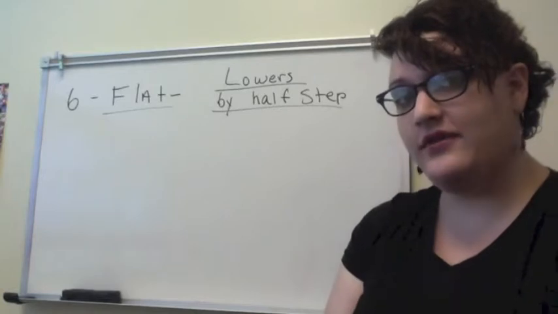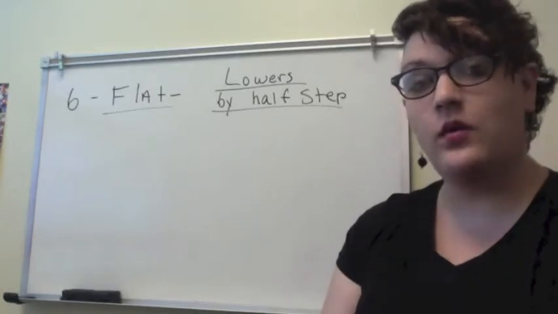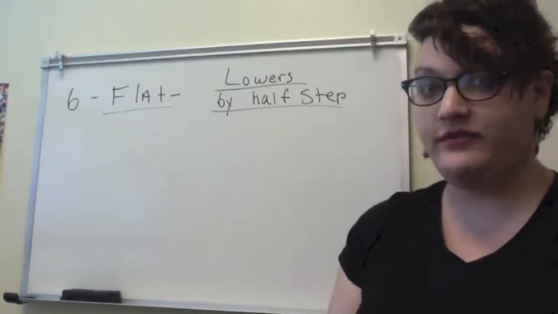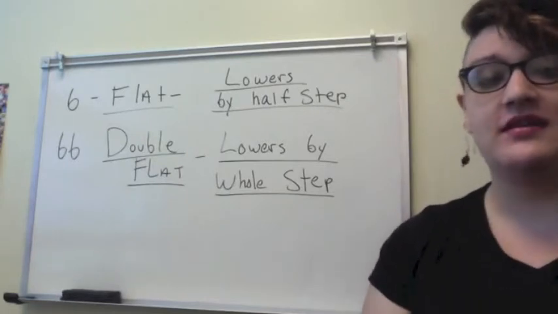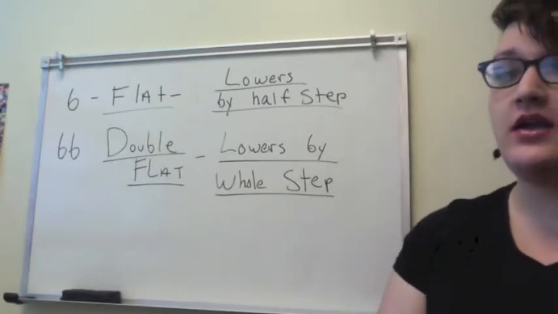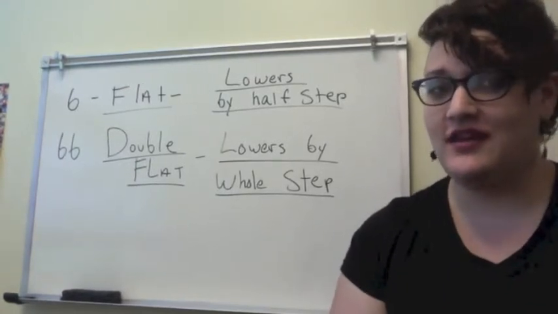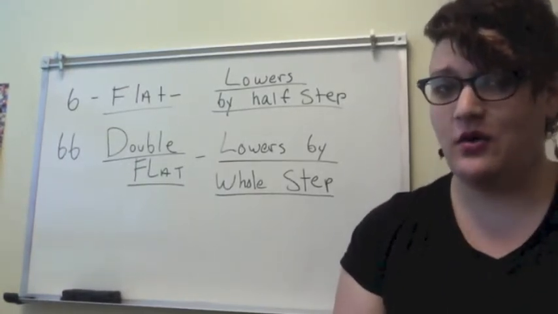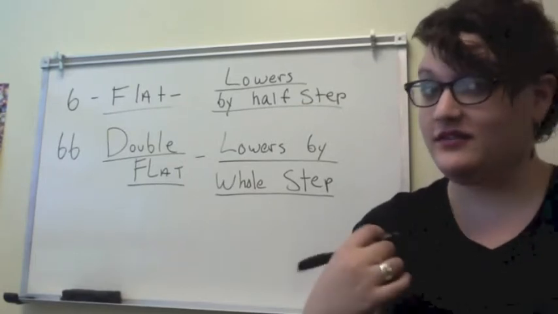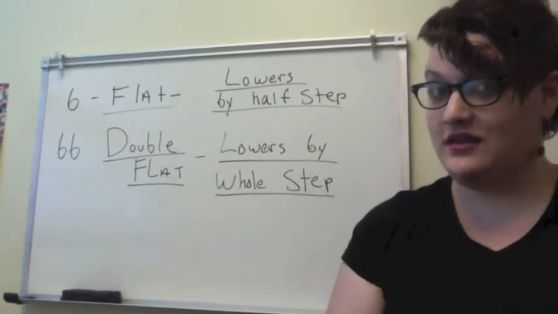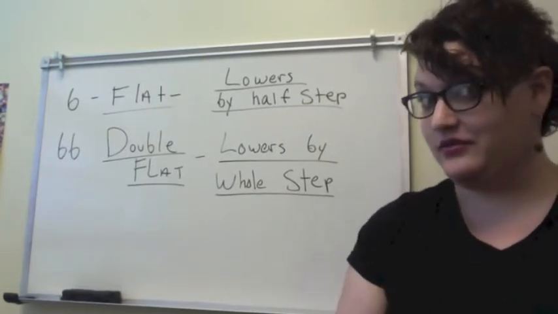The next one we have is a flat, and it lowers the pitch by a half step. All right, the next one we have is the double flat. It lowers the pitch by a whole step. For example, if I am looking at a sheet of music and I see an A double flat, I know I need to lower it by the whole step. It's going to sound like a G, but in the sheet music, it is an A double flat.